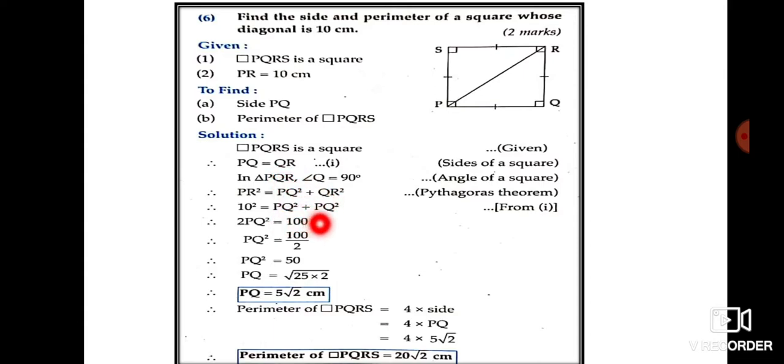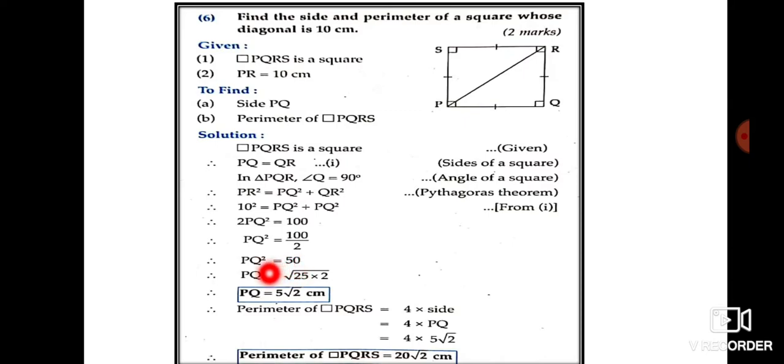So PQ square plus PQ square becomes 2PQ square. And here 10 square is 100. So we have 2PQ square is equal to 100. So PQ square is equal to 100 divided by 2, that is 50.